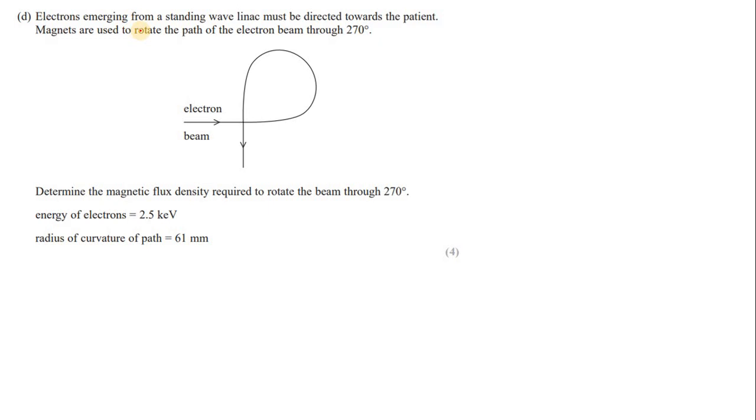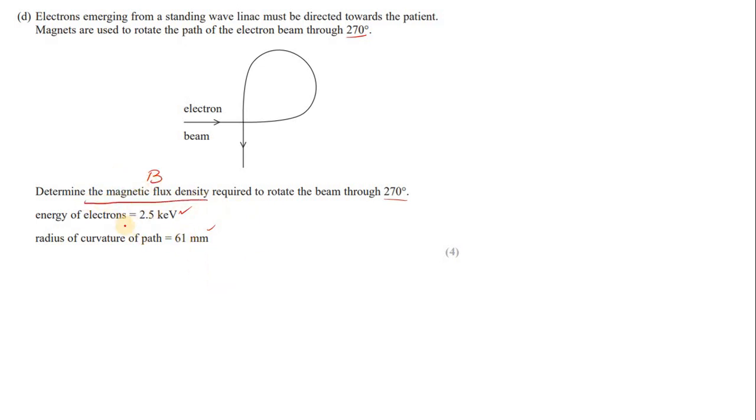Electrons emerging from a standing wave linac must be directed towards the patient by a magnet. Magnets are used to rotate the path of the electron beam through 270 degrees. Determine the magnetic flux density required to rotate the beam through 270 degrees, where the energy of the electron is 2.5 kilo electron volt and the radius of curvature of the path is 61 millimeter. We need to find magnetic flux density B.